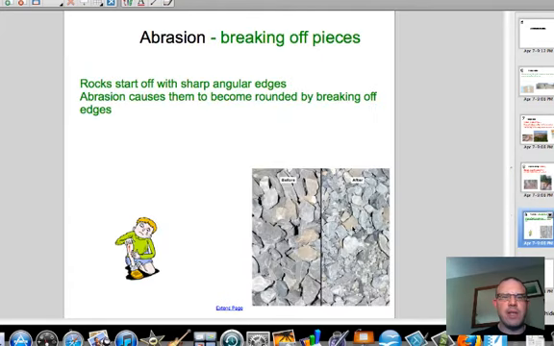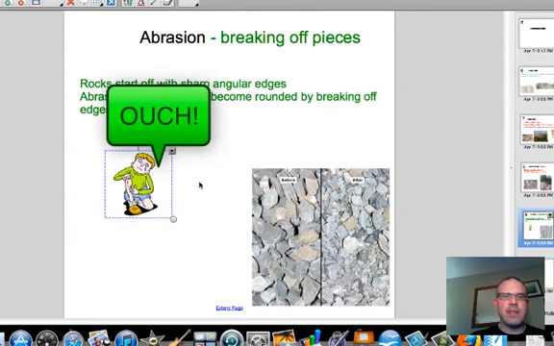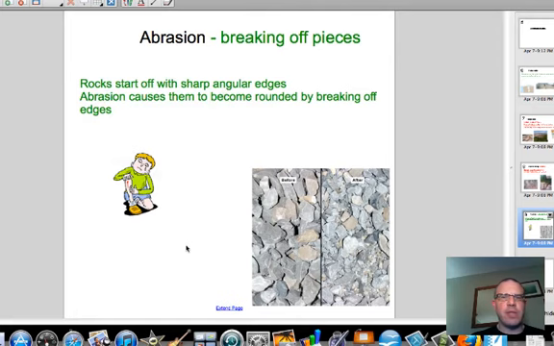And the last one is called abrasion. Again, I got this picture of a boy down here because this is what we think of when we think of an abrasion. You're running across the gym, and you fall and slide across the gym floor. You skin your knee. That's an abrasion. What are you doing? You're peeling off pieces of skin. Well, the same thing is happening with rocks.